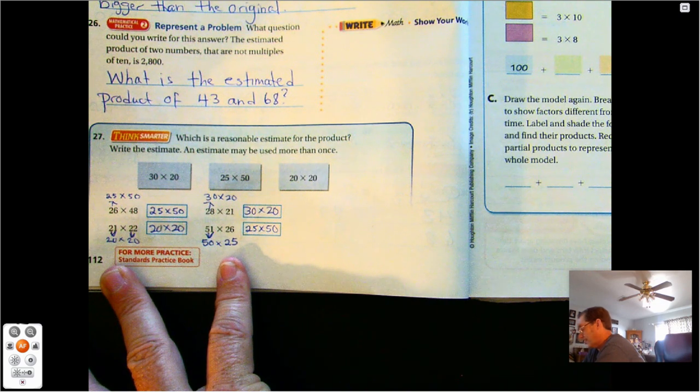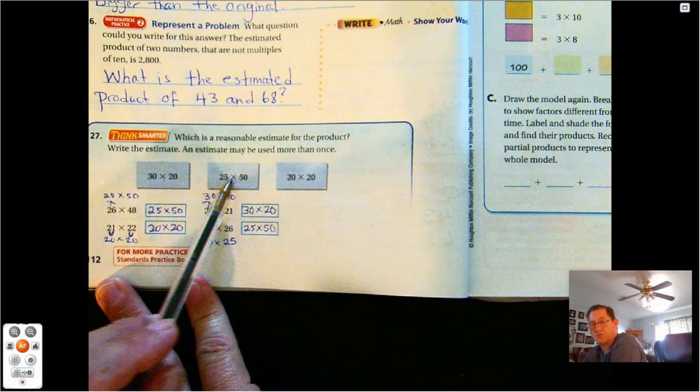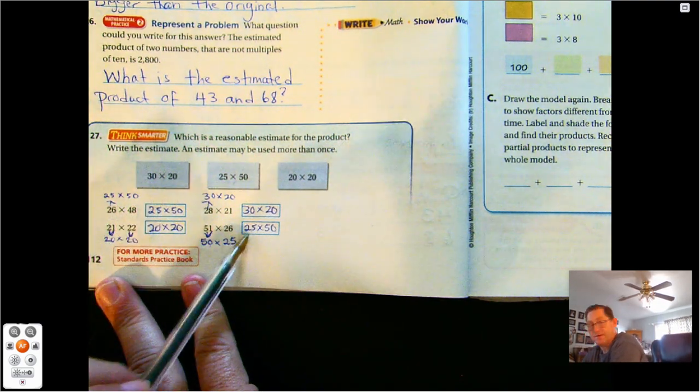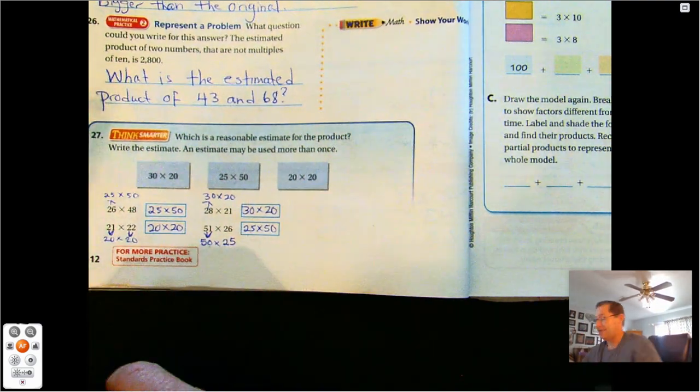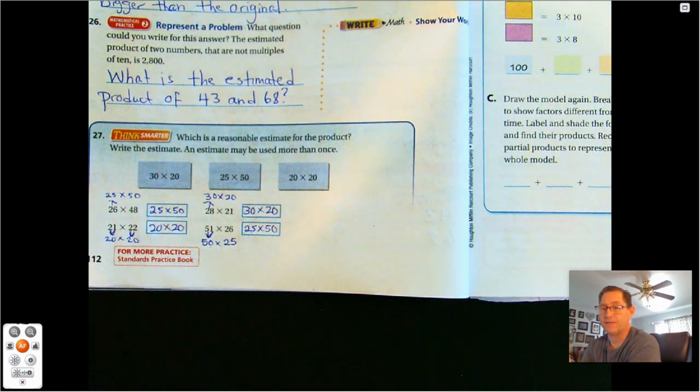So that's it for estimating products. Basically, we can use compatible numbers, like multiples of 25, or if the number is close to 25, use that. And then we also use the rounding and mental math for that. So that's it for lesson 3.2.